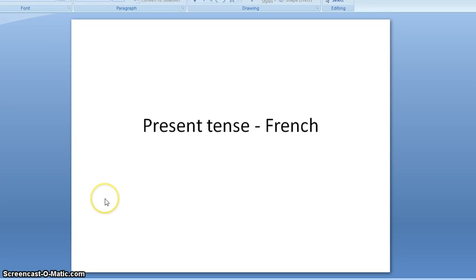Okay, just a simple recap on how you use the present tense in French. Present tense is really used to describe things that are happening now or things that are ongoing. So in English you might say, I play tennis, or I'm playing tennis, or normally I play tennis, or on Sundays I play tennis. Those are things that you do quite regularly, and those are also for present tense.